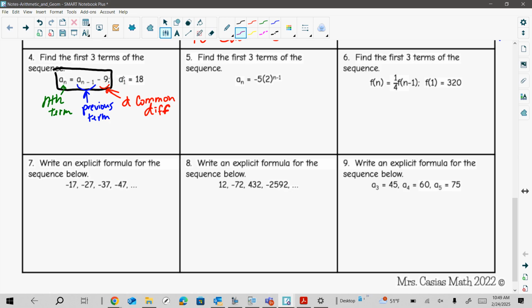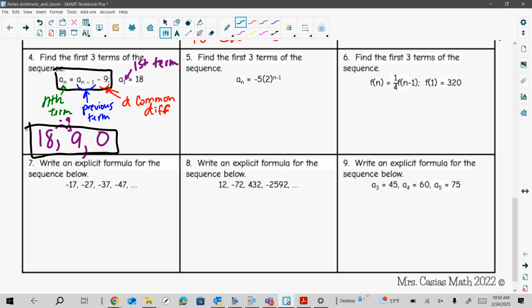Now, the a sub 1 right here, because it says 1, represents the first term. So a sub 1 equals 18, so our first term is 18. Then the difference is minus 9, so I'm going to subtract 9 from it to get the next term. That would be 9, right? Subtract 9 again, and that would be 0. They want you to find the first 3 terms. There are the first 3 terms: 18, 9, 0.